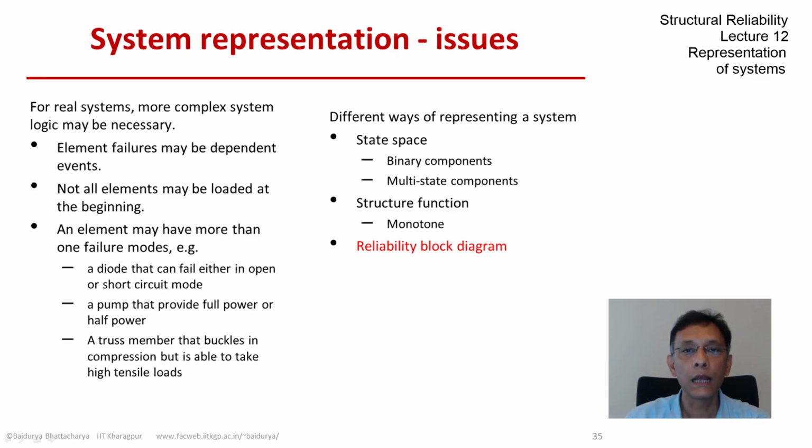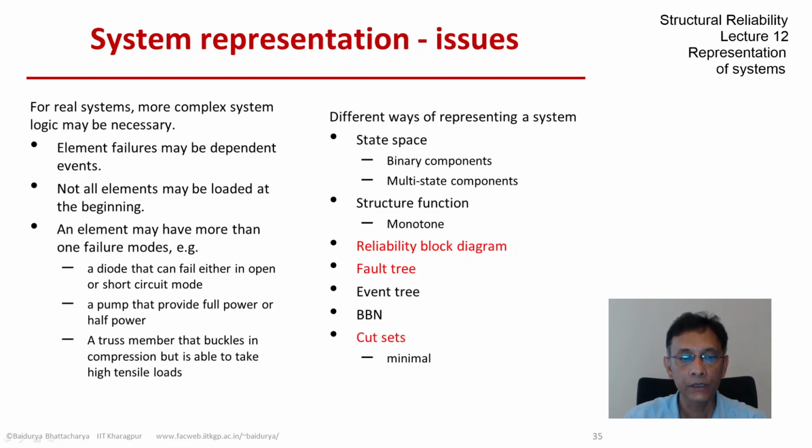Then we have the reliability block diagram, which is also a very useful, very popular method in modeling systems in terms of its elements. The fault tree, another very popular method. The event tree, Bayesian belief network, cut sets, and within the cut sets, we really like to look at minimal cut sets, and we'll discuss that, and its complement, the path sets. So the items that are marked in red, the RBD, the reliability block diagram, the fault tree, and cut sets, we're going to look at in more detail during this lecture.